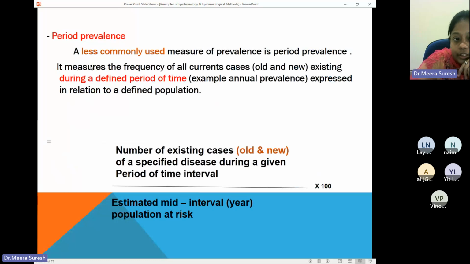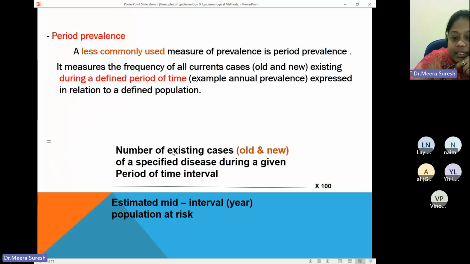Period prevalence, as I already told you, is very less commonly used. Whenever we say prevalence, we mean point prevalence. We don't specifically mention point prevalence. But if it is period prevalence, we have to mention it correctly. Mostly what we use is point prevalence.